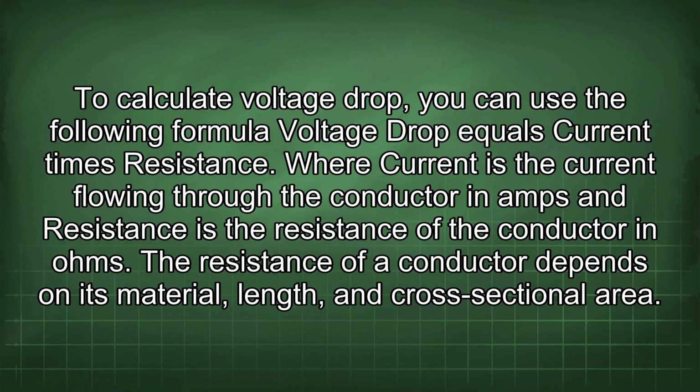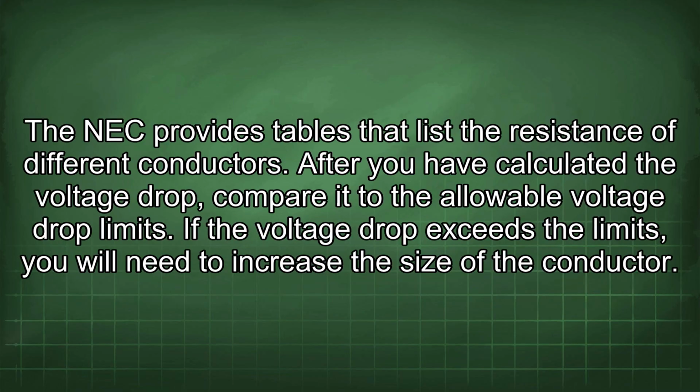The resistance of a conductor depends on its material, length, and cross-sectional area. The NEC provides tables that list the resistance of different conductors. After you have calculated the voltage drop, compare it to the allowable voltage drop limits. If the voltage drop exceeds the limits, you will need to increase the size of the conductor.